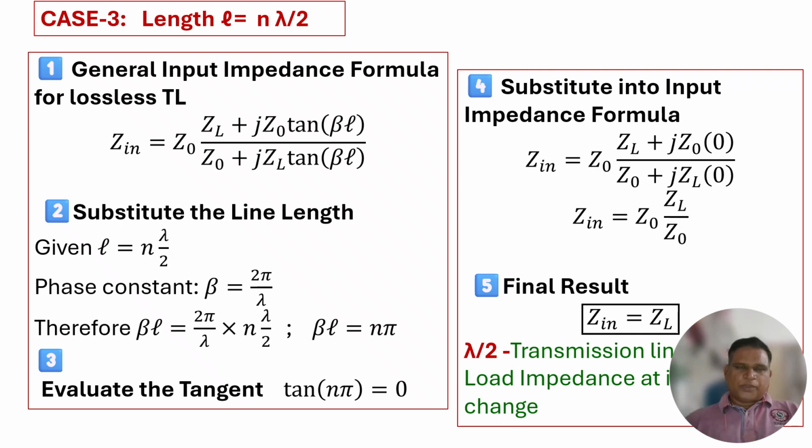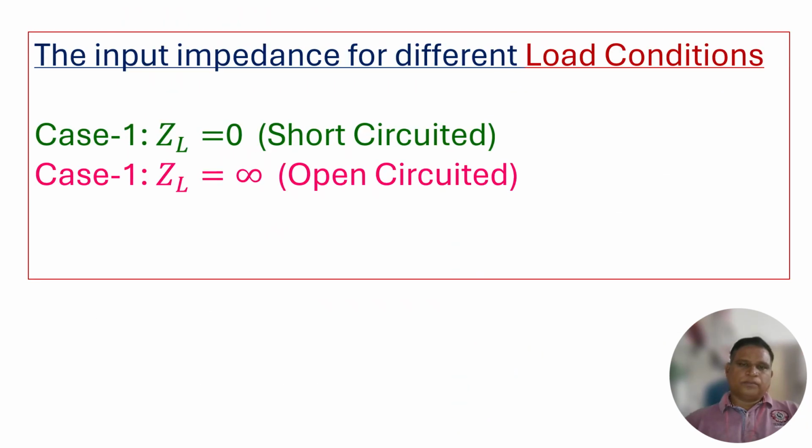For the transmission line length L equal to n into lambda by 2, the input impedance is nothing but the load impedance. Similarly, we will consider the input impedance for different load conditions. ZL equal to 0 is called short circuited, and ZL equal to infinity is called an open circuited transmission line.